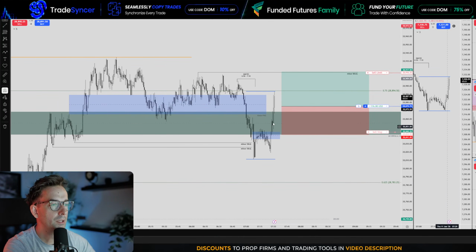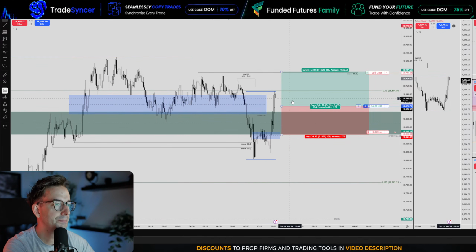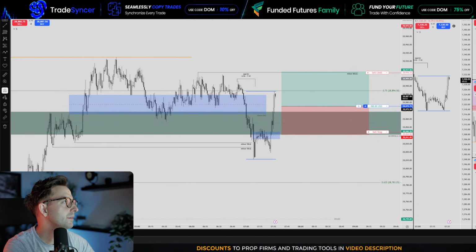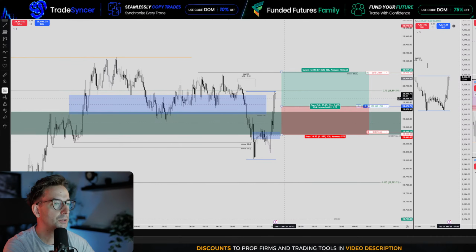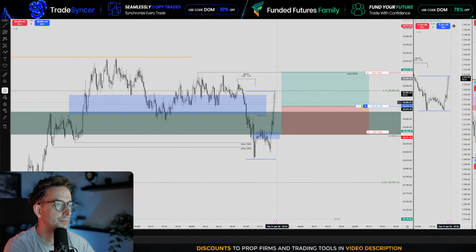Move my stop below this bearish order block. I don't want to see price coming back down here. What's my risk at? 34 pips. $270. Okay. Maybe I should have placed the limit order there, but whatever.